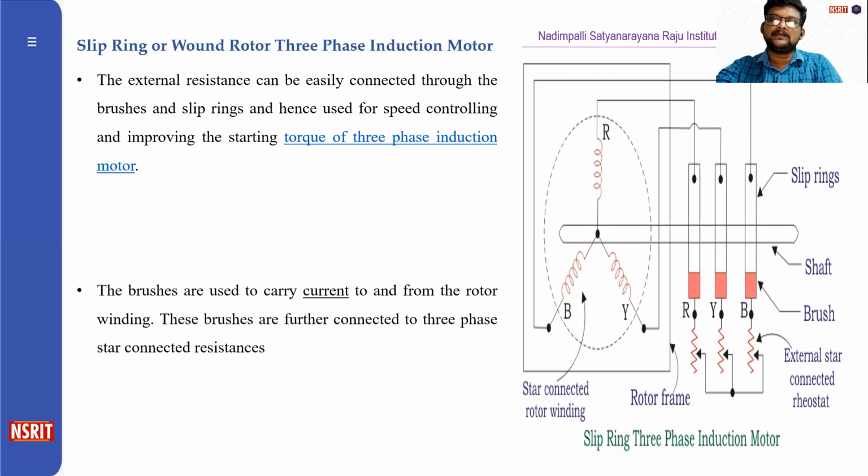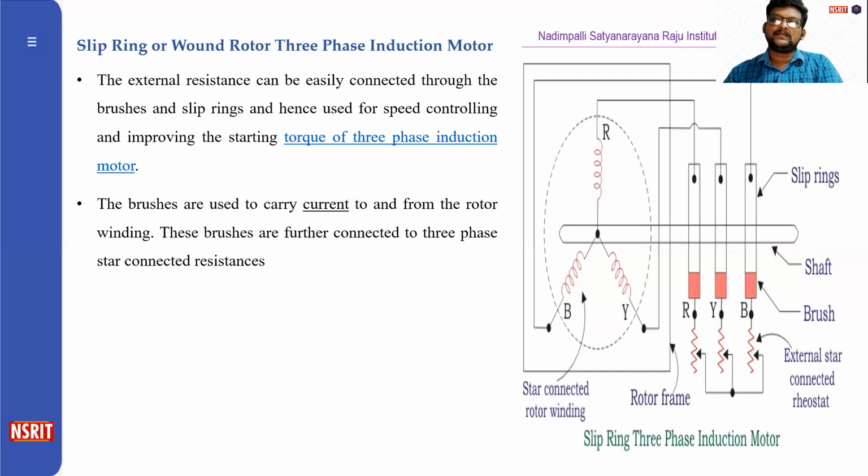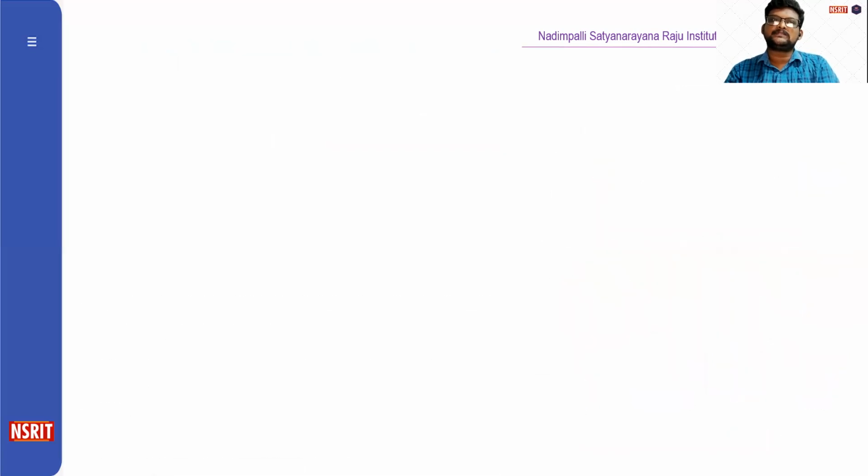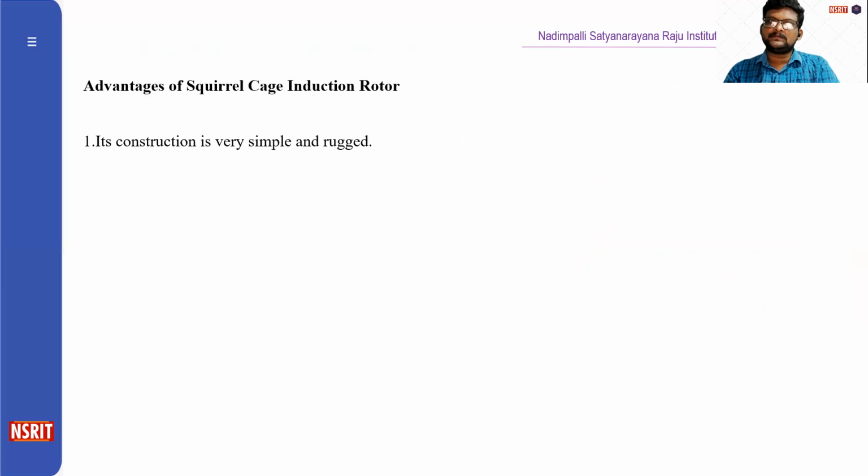Next topic is the advantages of squirrel cage and slip ring induction motors. Advantages of the squirrel cage induction motor: its construction is very simple and rugged compared to slip ring. As there are no brushes and slip rings, this motor requires less maintenance. Coming to the advantages of the slip ring induction motor, it has a high starting torque and a low starting current, and the possibility of adding additional resistance to control speed.